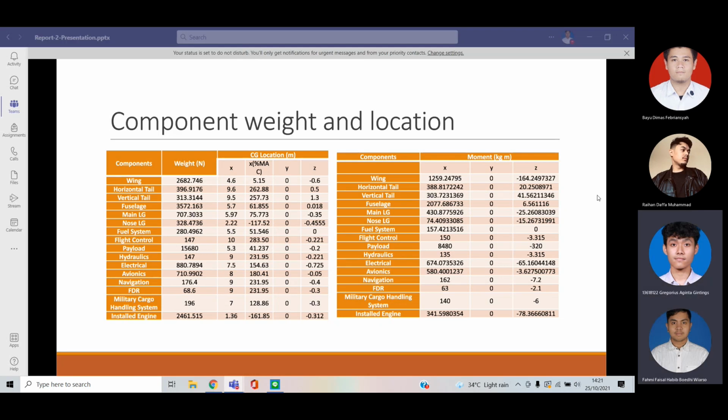Okay, now for the component weight and the location of the component weight. On the table, you can see the components of our aircraft, and using the formula from Sadraey and Raymer, we can calculate the weight of each component. After determining where each component will be located inside our aircraft, we can determine the CG location for each axis, X, Y, and Z. And on the right table, you can see the moment of those weights about their center of gravity.